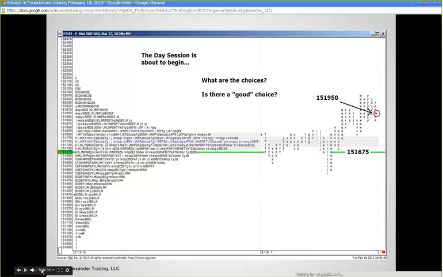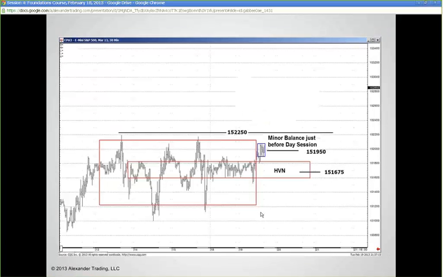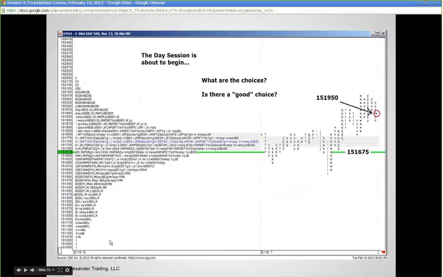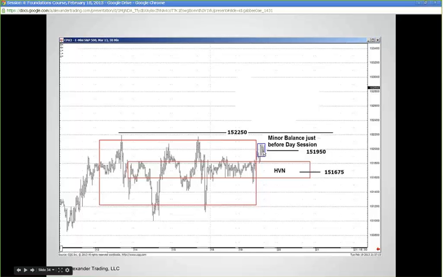Okay, Robert, just for you, a bar chart. And Globex here, this is the minor balance just before the day session. Here's the 1519 half. Here's the high volume node of the larger structure, and here's 1516.75.